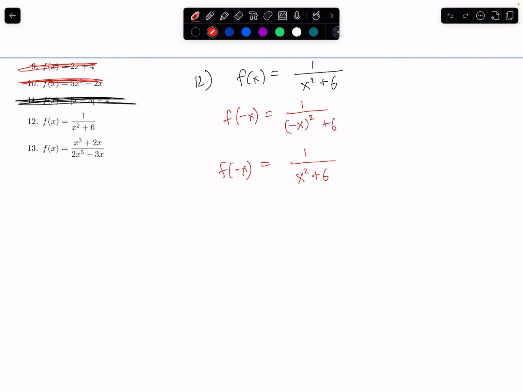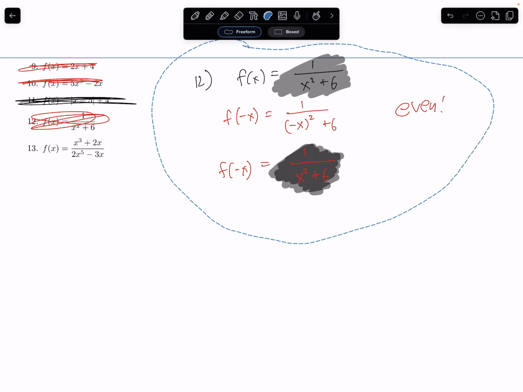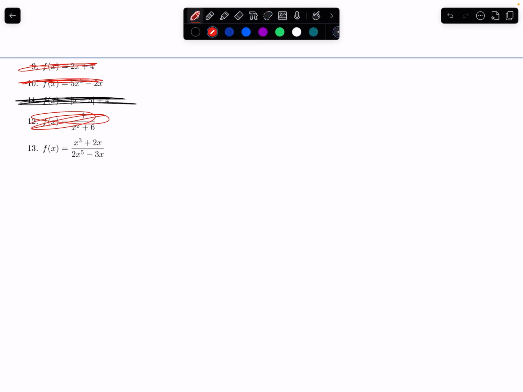So f of x was 1 over x squared plus 6. Let's do this. F of negative x is 1 over x squared plus 6. They're the same, and since they're the same, that means even. Very nice. That was easy. Done that one. One more for this video. Okay, last one.